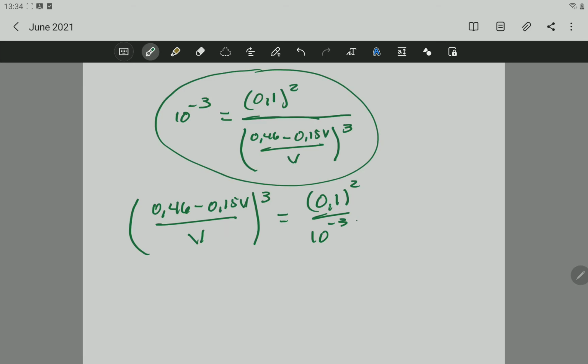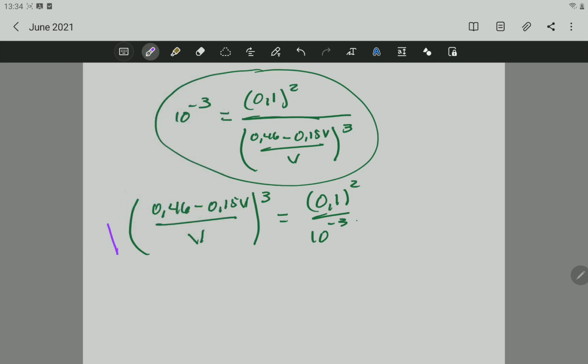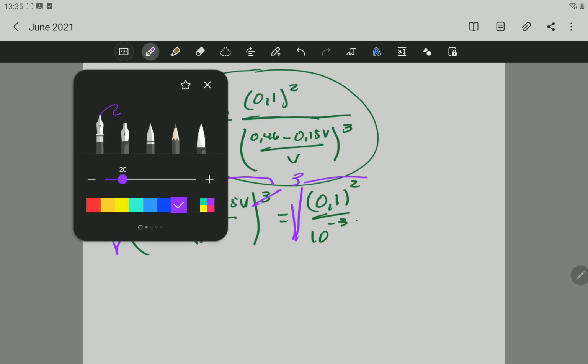Alright, instead of calculating this here, it's better to go straight into the cube root on both sides, to eliminate this to the power 3. So this is gone. So what do we have here at the end?